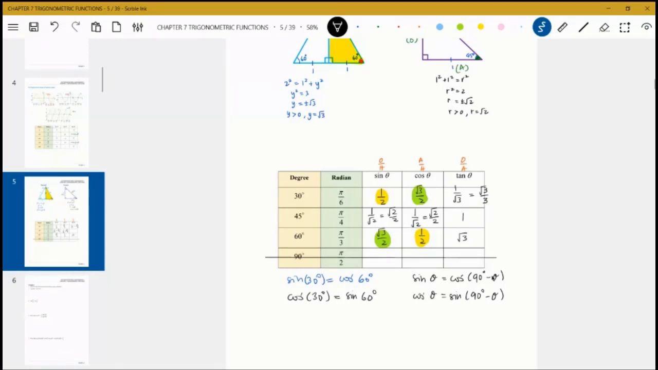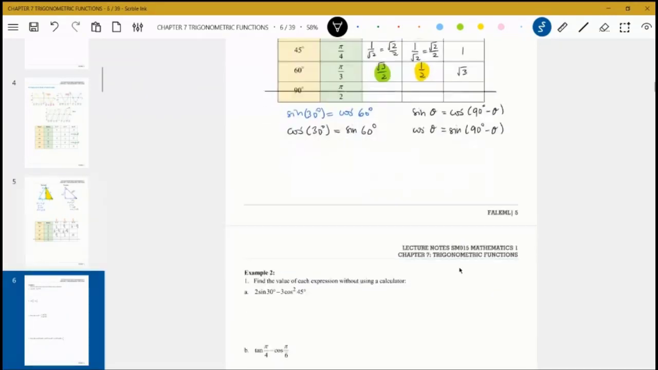So we can go for example 2, which says find the value without using calculator. So you need to remember all these values. If you see decimal form, automatically we know it uses a calculator. It must appear in surd form.